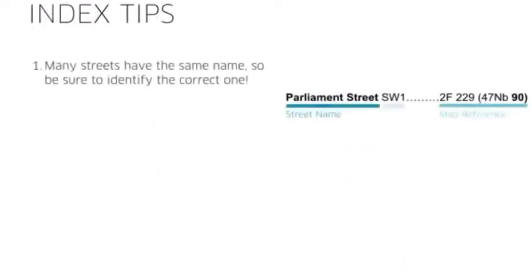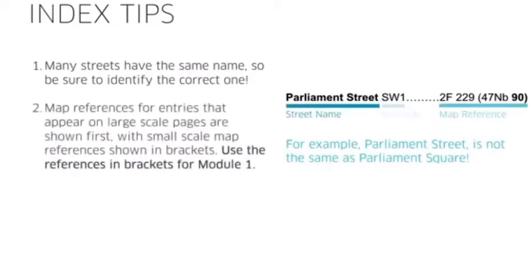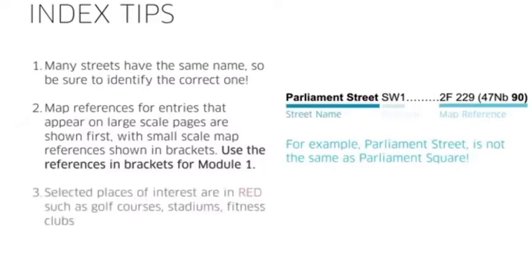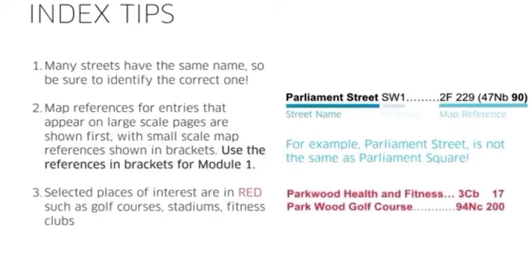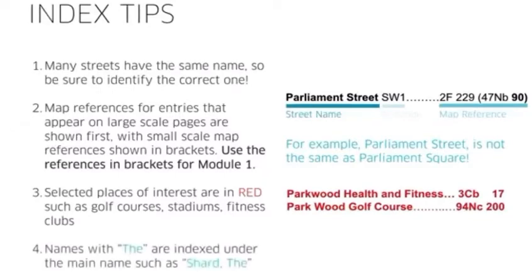Index tips. Many streets have the same name, so be sure to identify the correct one. Map references for entries that appear on large-scale pages are shown first, with the small-scale map references shown in brackets. Use the references in brackets for Module 1. Selected places of interest are in red, such as golf courses, stadiums, fitness clubs. Names with "the" are indexed under the main name, such as Shard, comma, then the.